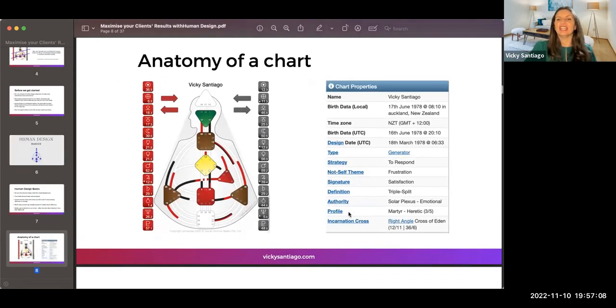All right, so looking at the anatomy of a chart. When you pull up a chart from something like MyBodyGraph or one of those places, it will look something like this.